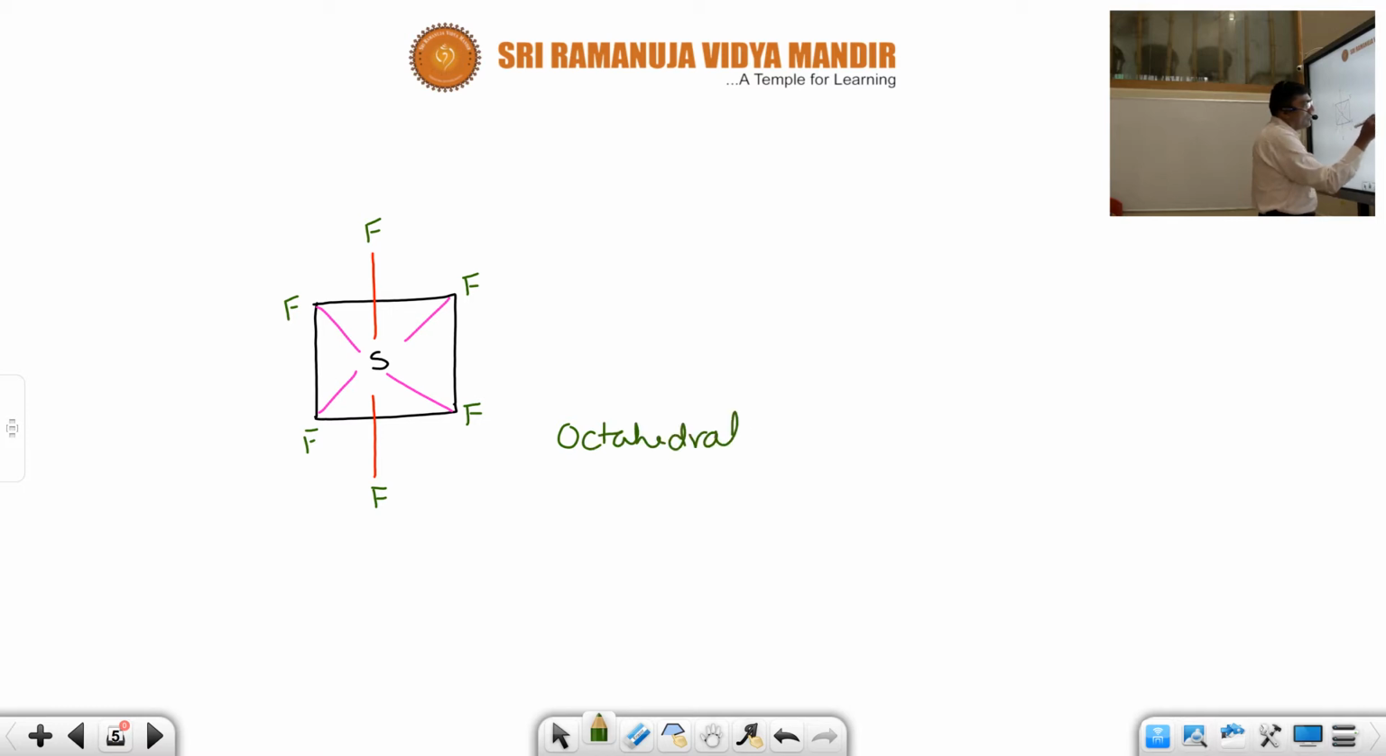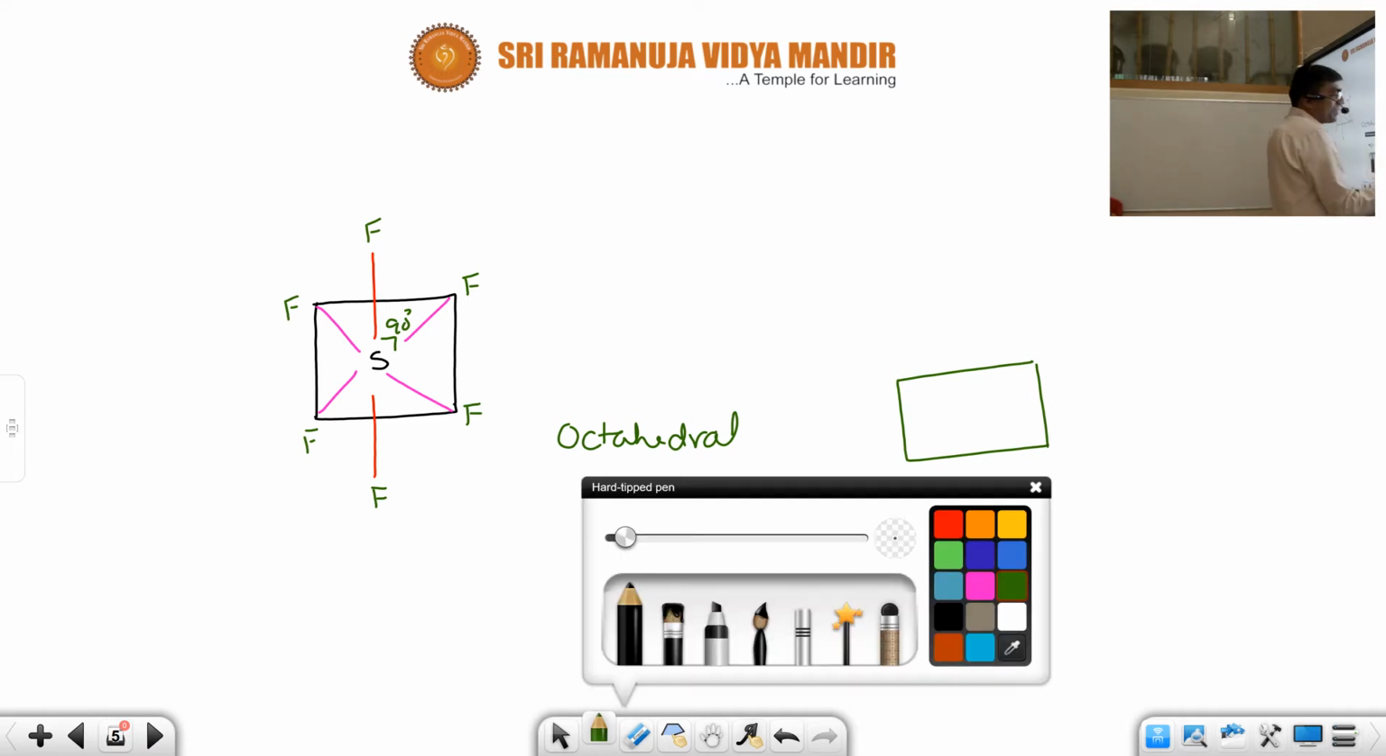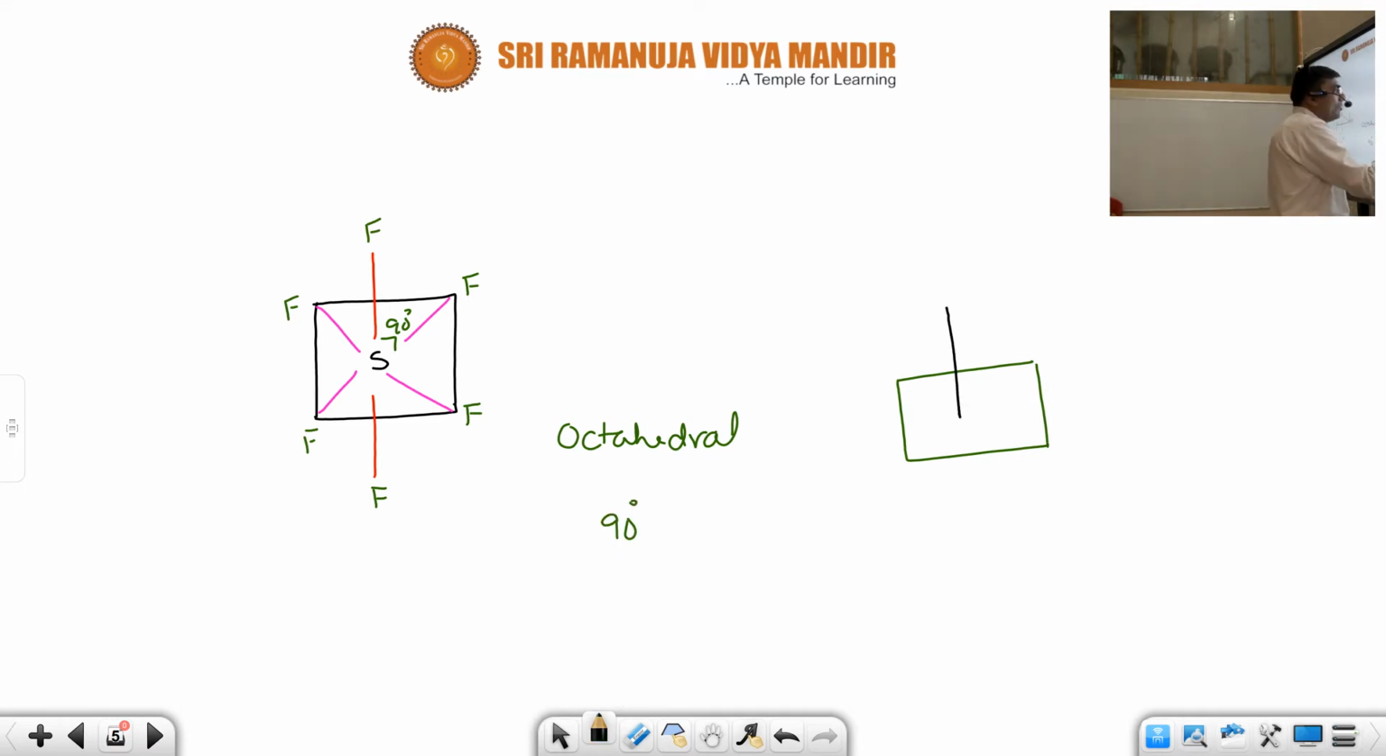Octahedral structure with a bond angle of 90 degrees. I hope you understood. The bond angle will be 90 degrees here. Students, why is it called octahedron? You may say it is only octa. How it can be octa, I am going to explain.